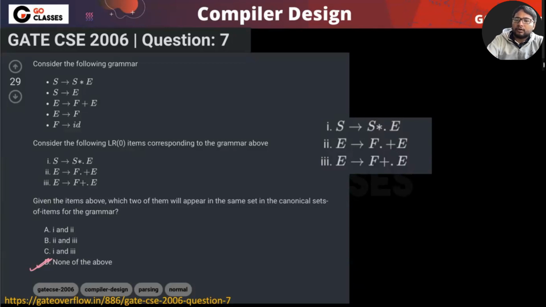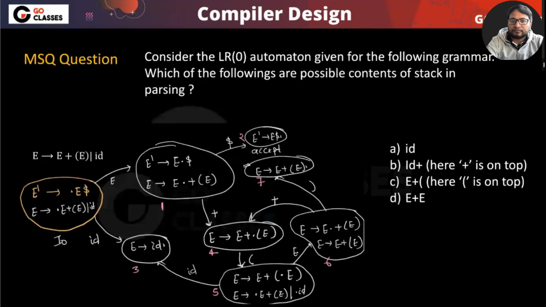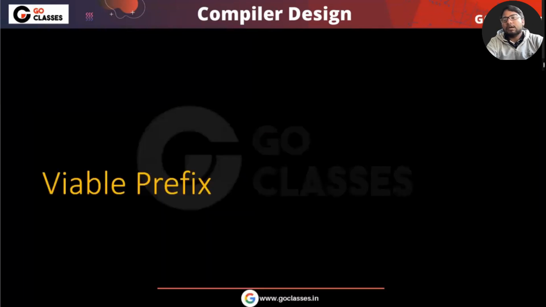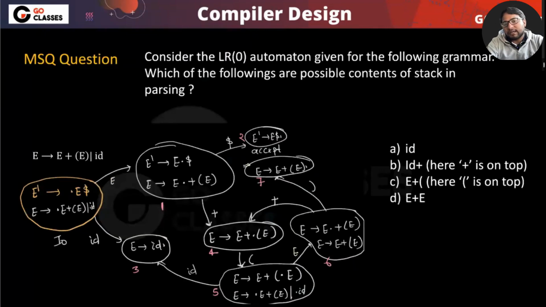Okay. Now let's solve more questions. I hope you can solve these questions. Now let's move to the next topic, which is viable prefix. You notice one thing, that in the stack, if I ask you whether ID plus can ever appear in the stack, in this particular grammar, can ID plus ever appear in the stack?